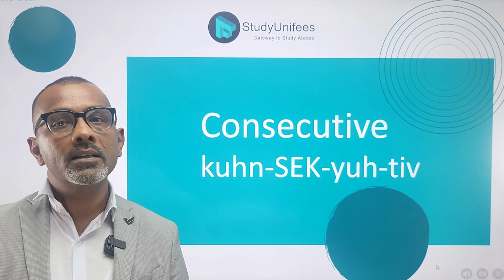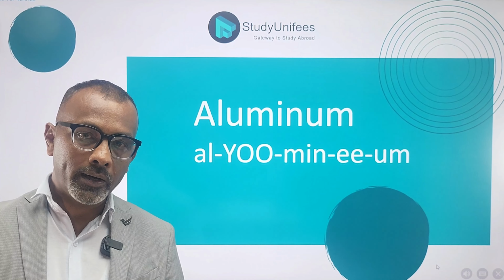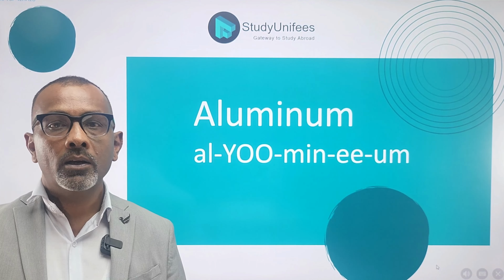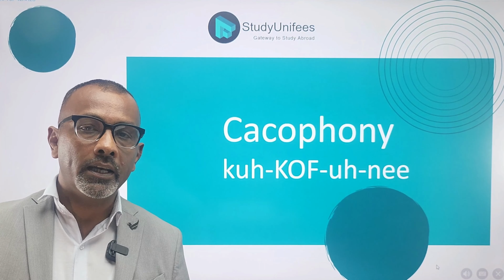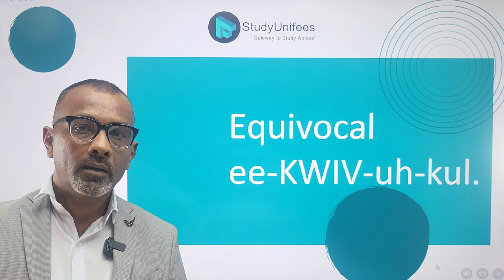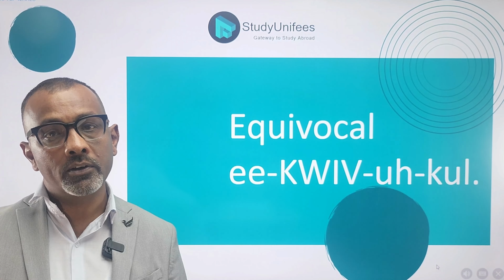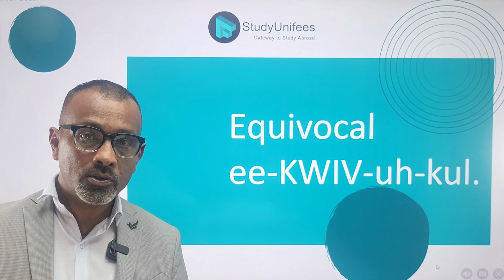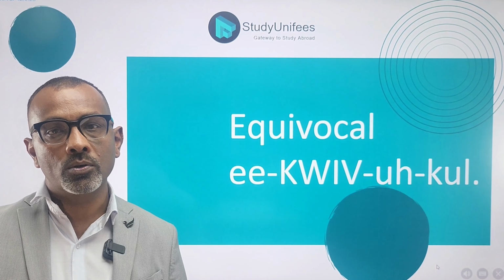This word is consecutive, not consecutive. This word is aluminum, not aluminium. This word is cacophony, not cacophony. Equivocal, which means to speak in a way that is beating around the bush without giving a direct answer, is pronounced and stressed equivocal, with the second syllable stressed the most.